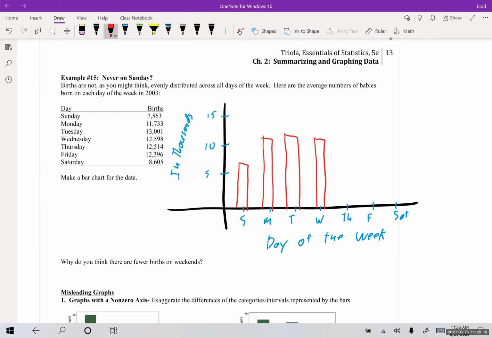Then Thursday there were 12,500, so very similar, almost impossible to distinguish from this graph which one was more. This one actually should just be a hair shorter. Then Friday, 12,400, so even slightly less. And then Saturday 8,600, so way less. And that would be our bar chart. Sometimes you'll see them shade every other one in for no reason. It's just to separate.